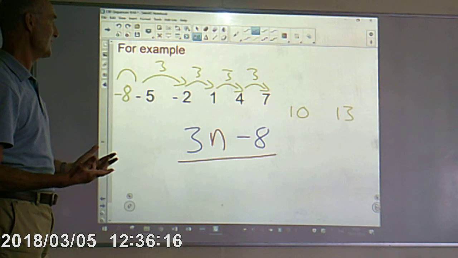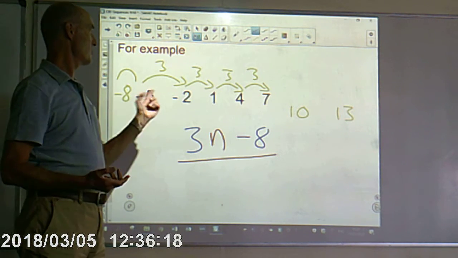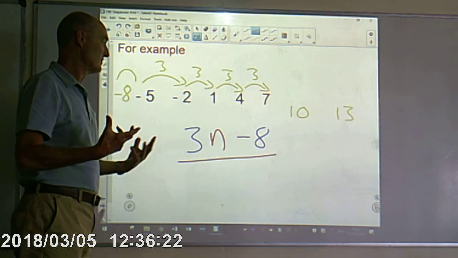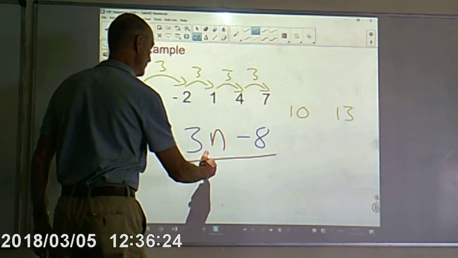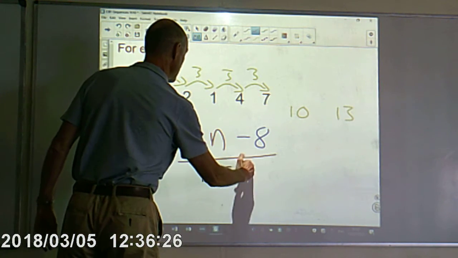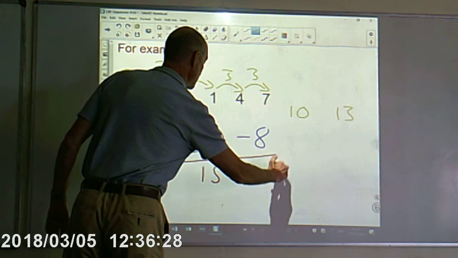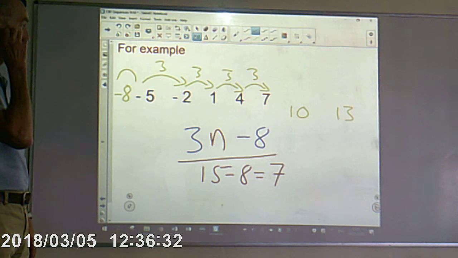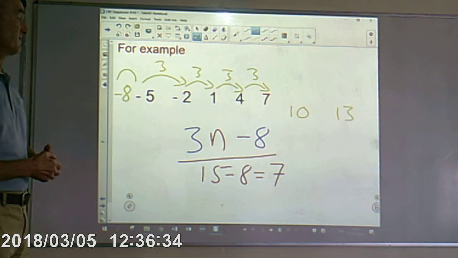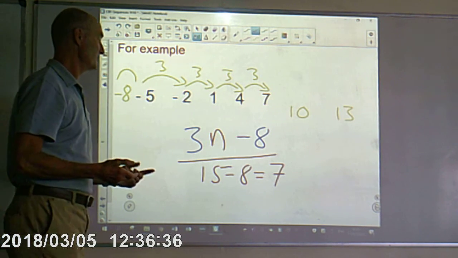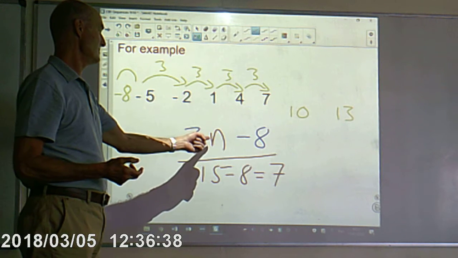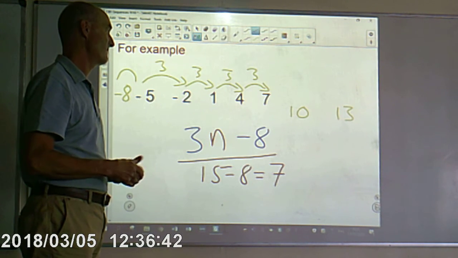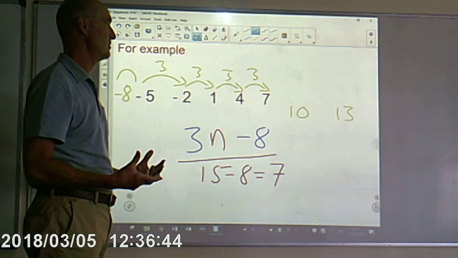Let's just check it. See what happens when we go to find the fifth term. Fifth term, so n is 5. 3 times 5 is 15. Take away 8 is indeed 7, which is my fifth term in the original sequence. If I needed to find my 50th term, what would I do? I'd just say 3 times 50, which is 150, take away 8. So 142 would be my 50th term in the sequence.